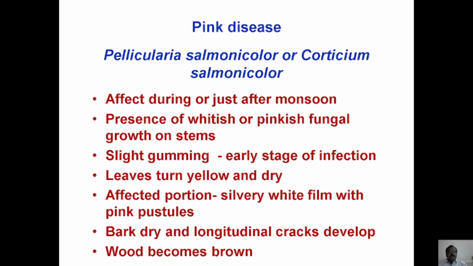And then pink disease, which is caused by Pellicularia salmonicolor or Corticium salmonicolor, affects during the monsoon period. The infection is responsible for the formation of whitish or pinkish fungal growth on the affected portions. Besides, it also produces slight gumming at the early stage of infection. In the infected plants, the leaves just above the point of infection turn yellow, completely dry and fall off.